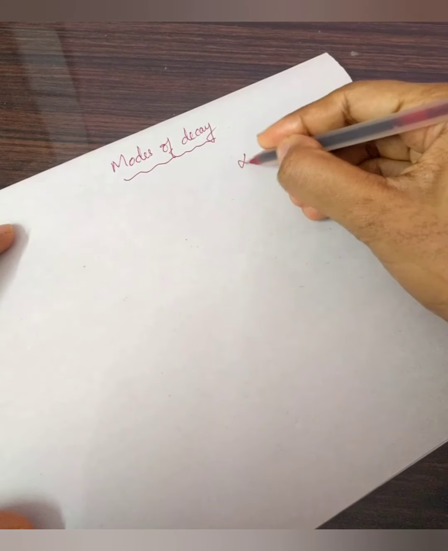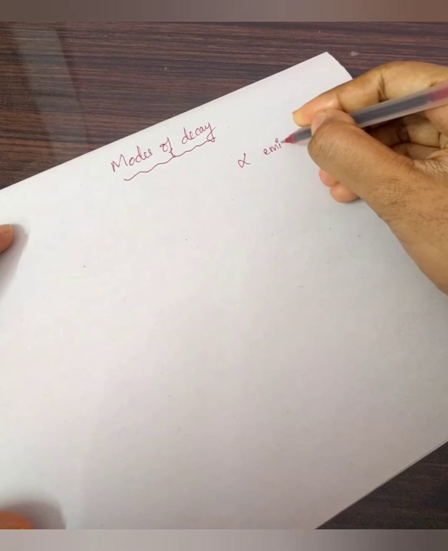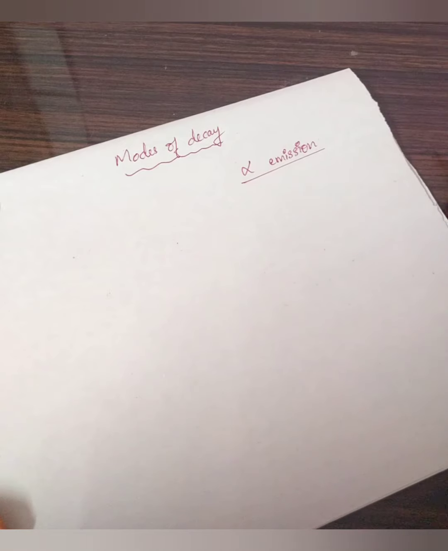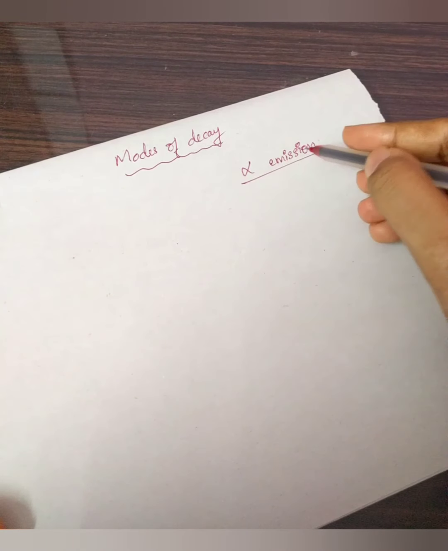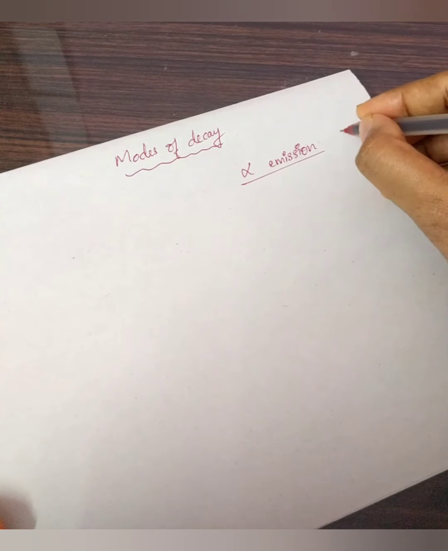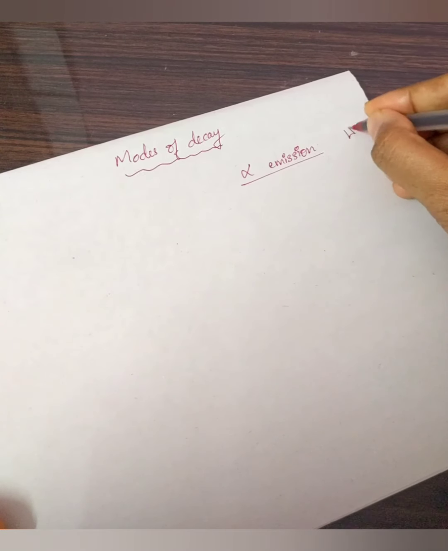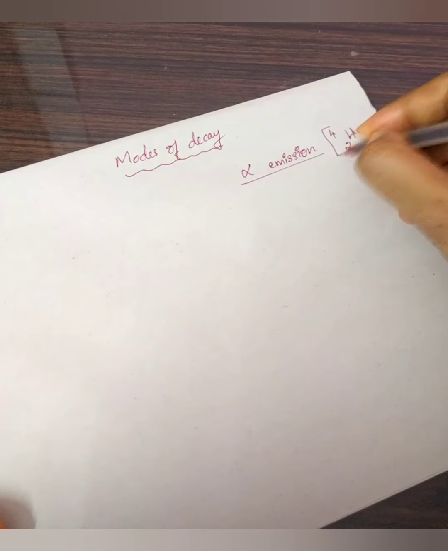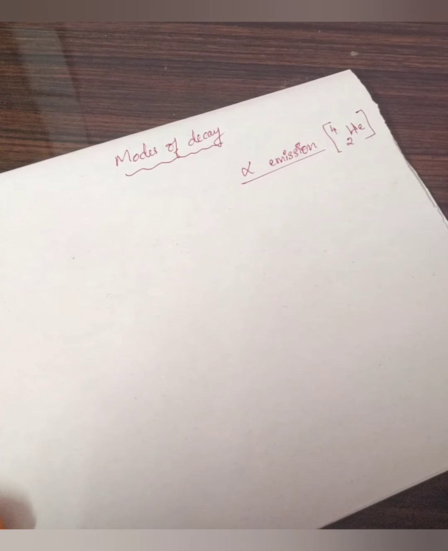Those methods are alpha emission and beta emission. Here we are first going to discuss alpha emission. We know an alpha particle is equal to a helium nucleus. This is the way in which we will represent a helium nucleus.